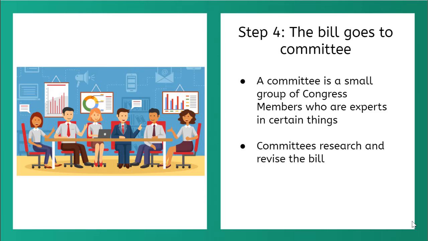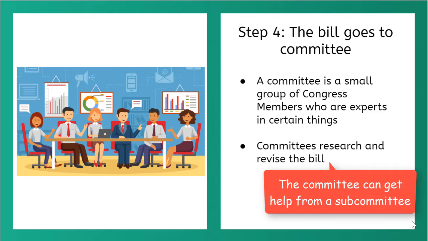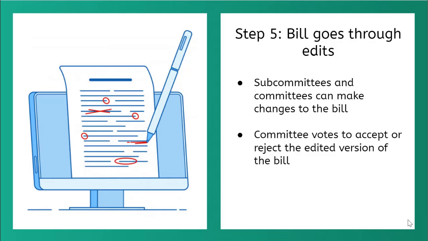The committee will review and research the bill. And if the committee needs more help, they can call in a subcommittee to help review the bill. A subcommittee looks very closely at the bill and can gather expert opinions from people not in Congress. Subcommittees and committees can make changes to the bill. Once the changes have been made, the committee will vote to accept or reject the bill. If they vote to accept the bill, it is sent to the House of Representatives or the Senate.